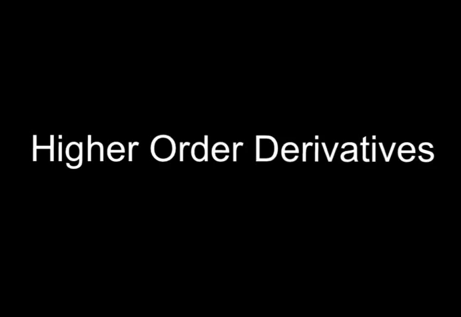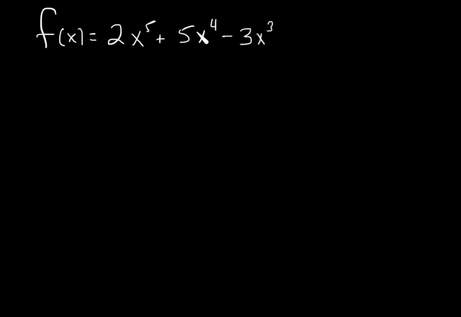Today we will learn about higher order derivatives. So let's start off with a polynomial function. Let's make it 2x to the fifth plus 5x to the fourth minus 3x cubed plus x squared plus 7x minus 1.